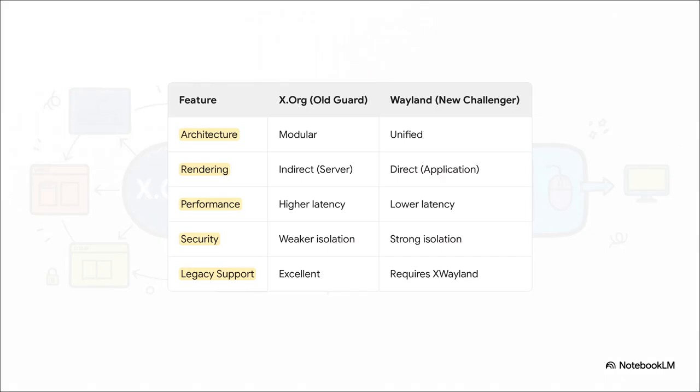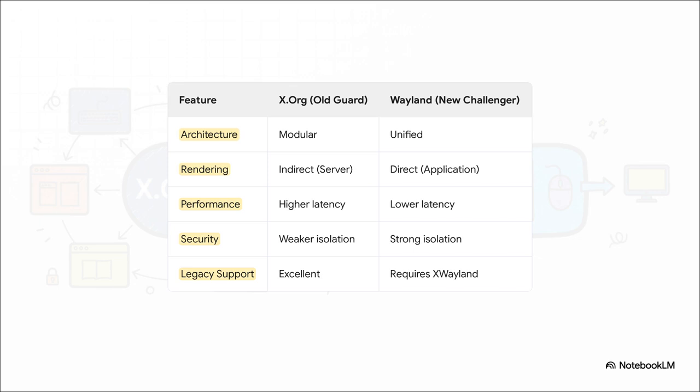All right, this table really breaks it all down for us side by side. You've got Xorg's modular team of specialists versus Wayland's simple, unified "compositor is king" model. Then there's rendering. Xorg is indirect, which means more latency. Wayland is direct, which means more speed. The security difference, as we just talked about, is just night and day.